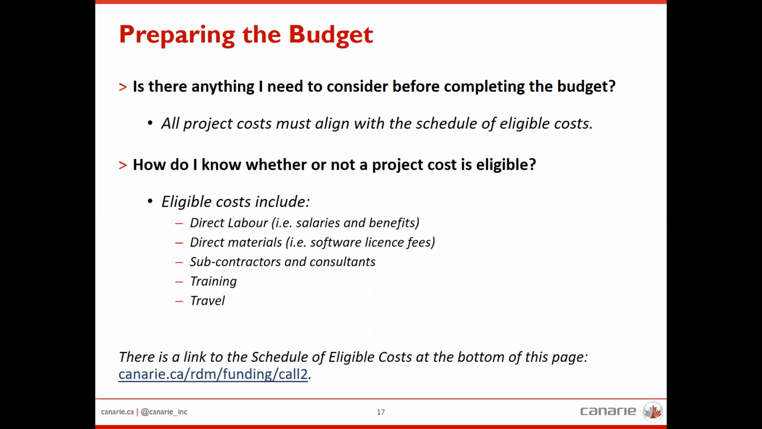The eligible costs include direct labor. So direct labor is salary and fringe benefits. Those salary and fringe benefits will be the amounts that we would find back in your payroll records, in your accounting records. Also eligible for funding are direct materials for this call. That's limited to software license fees, those license fees that are required for software for this project to deliver on the statement of work. Also eligible for funding is the cost of Canadian subcontractors and consultants who are working on the project, as well as training and travel.